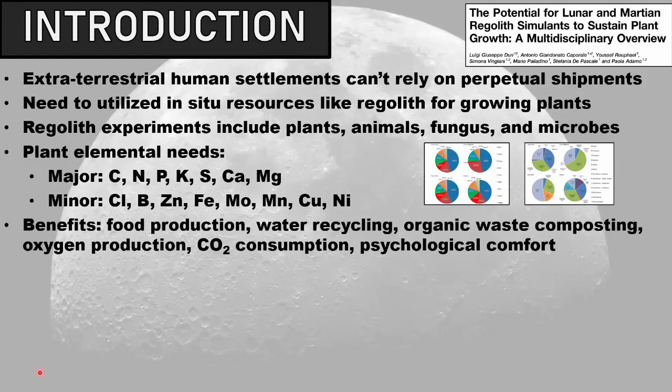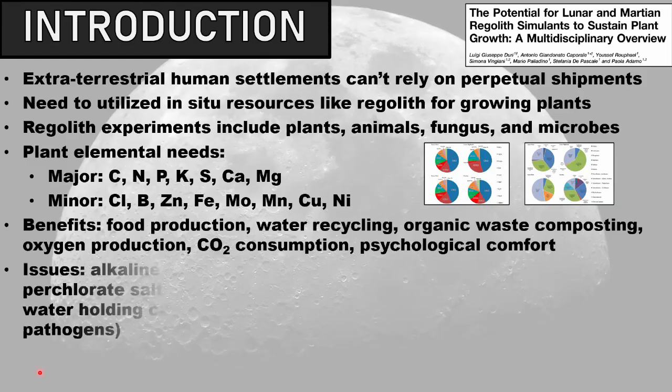And why you would grow plants on extraterrestrial settlements. Well, obviously food production, but also things like water recycling, organic waste composting, oxygen production, and CO2 consumption. So plants taking CO2 to emit oxygen, and even psychological comfort for the astronauts.